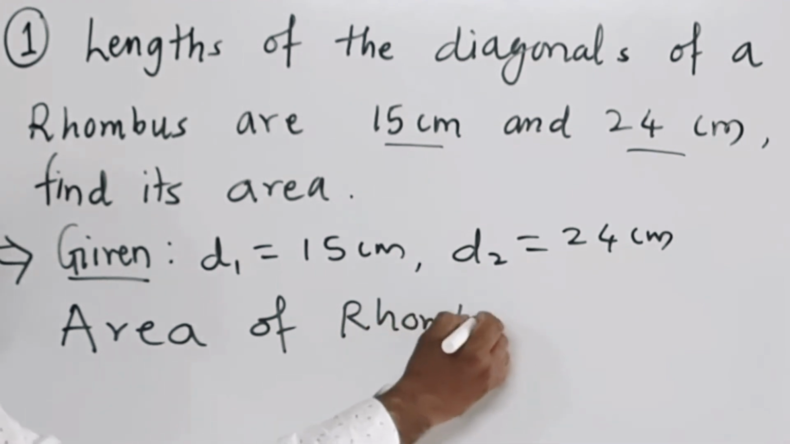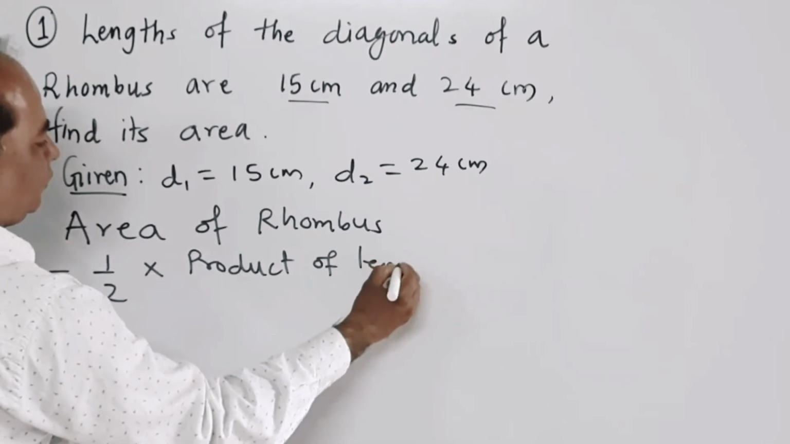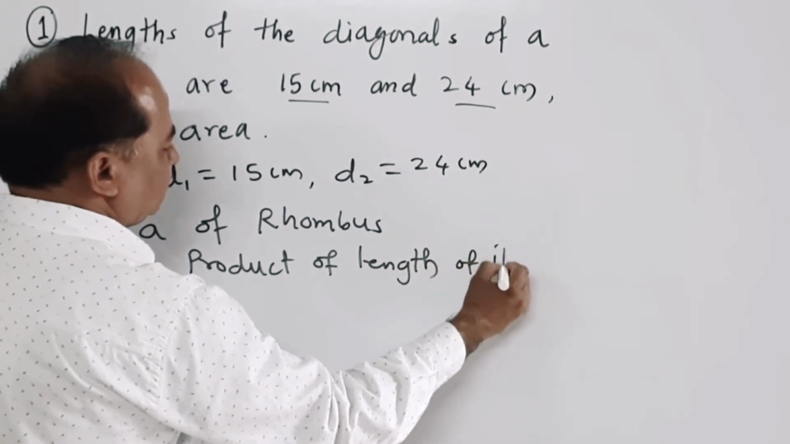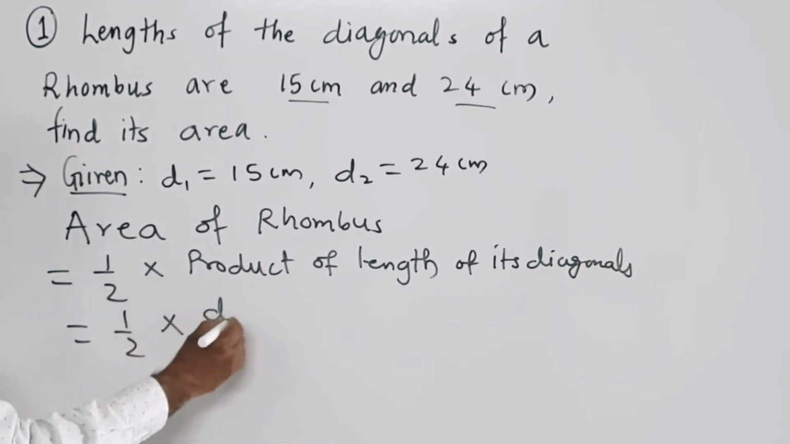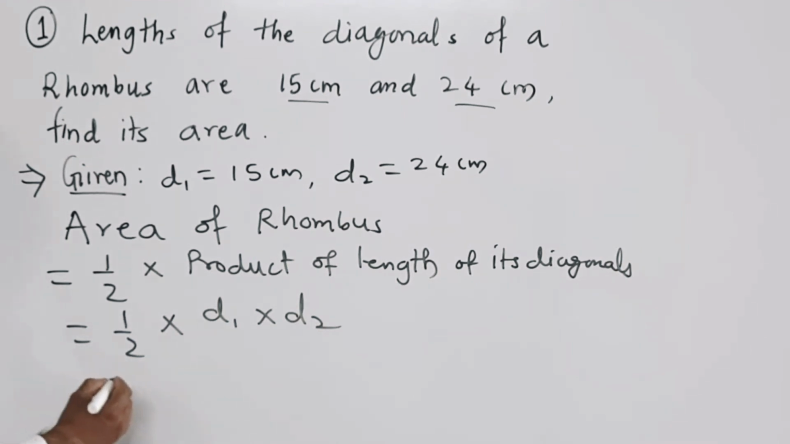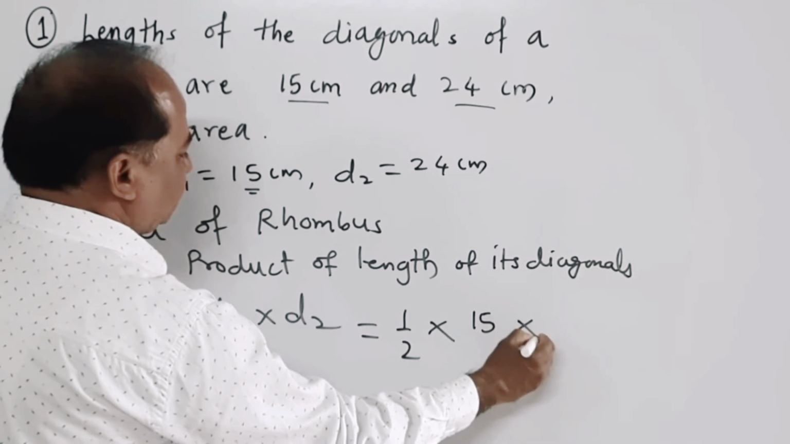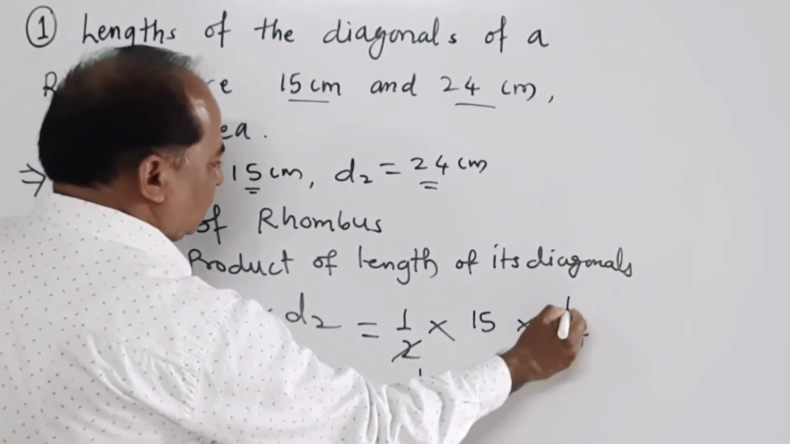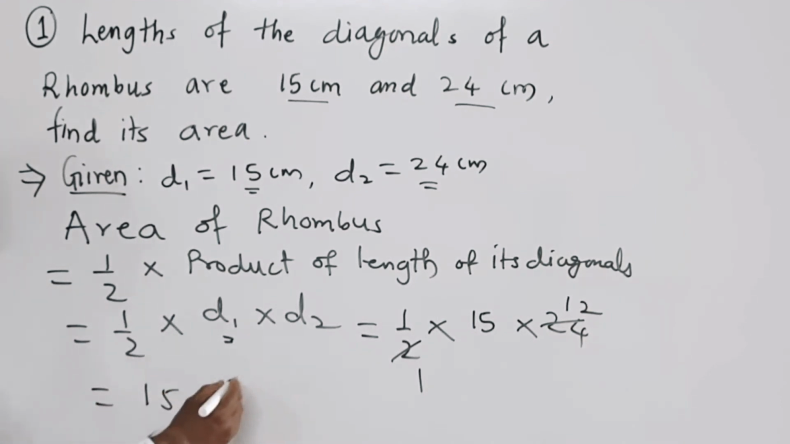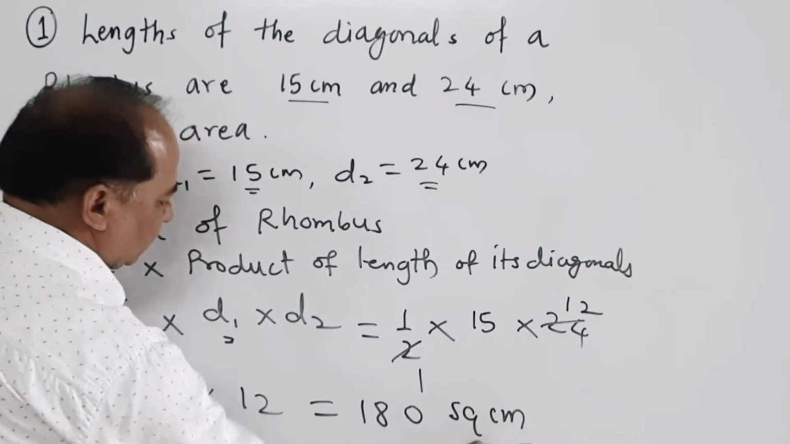Area of rhombus is equal to 1 upon 2 into product of length of its diagonals. Therefore, area is equal to 1 upon 2 into diagonal D1 into diagonal D2, which is equal to 1 upon 2 into 15 into 24 cm. So you can cancel this: 24 by 2, 2 1s are 2, 2 12s are 24. So area is equal to 15 into 12. 15 into 12 is equal to 180. 180 square centimeter is the area of the rhombus.